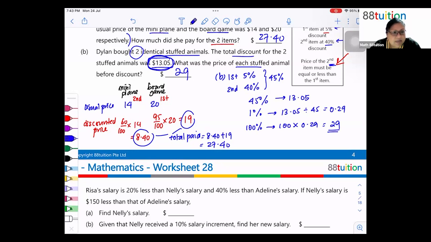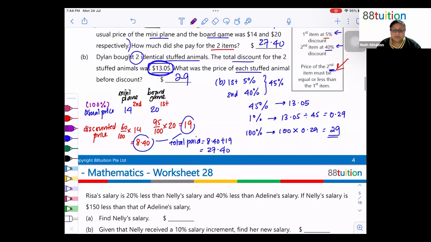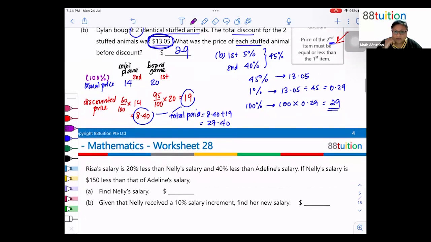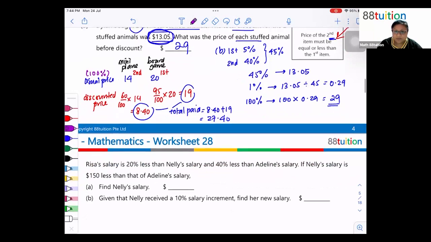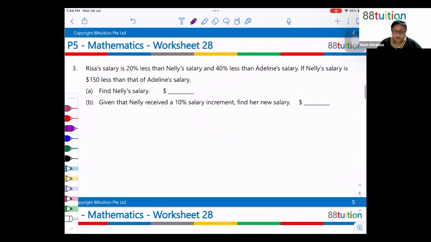Yes, the usual price is always based on 100%. In this case, the discounted price for the first item is 95%, and the discounted price of the second item is 60%. Okay. Question? Anyone? No? Okay. Yes, the original is always 100%, that's right, Shambhavi.